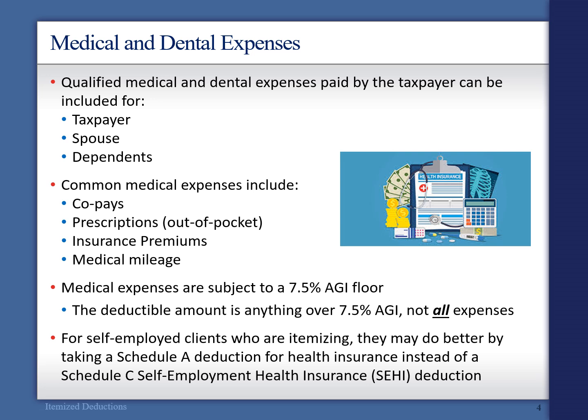TaxSlayer calculates the 7.5% adjusted gross income floor and subtracts that amount from all medical expenses. You just enter the amount of expenses. If the total of medical expenses is less than 7.5% of adjusted gross income, there is no deduction and no point in entering all the information.